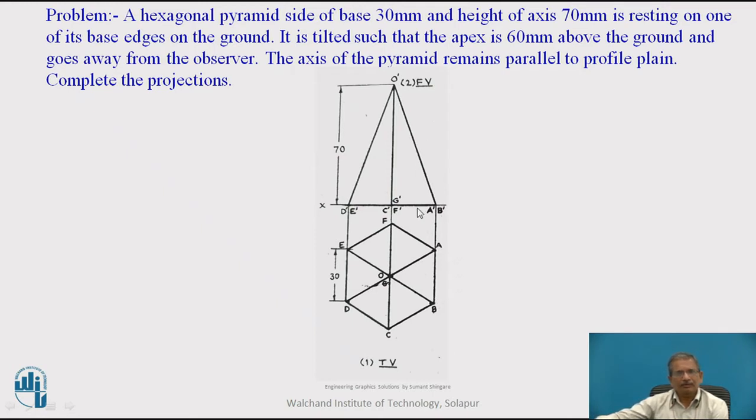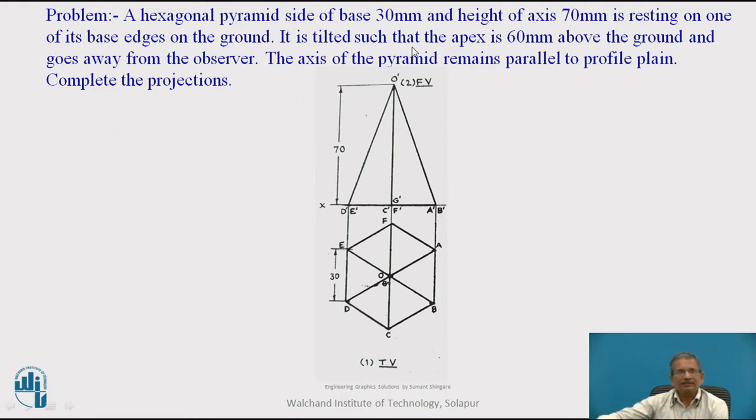So, project it upwards, and you will get A dash B dash as a single point, C dash F dash as a single point, and D dash E dash as a single point. Join those to O. Now, as the height is given as 70 mm, the apex will be drawn at 70 mm on the projector of the apex axis. So, this completes your first stage, where the hexagonal pyramid is resting on the ground with one of its base edges.